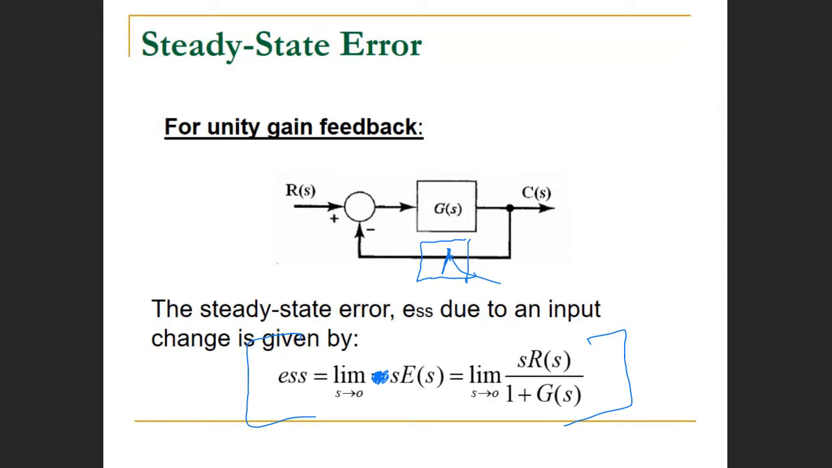Now, considering this system up here, this can be written as: steady state error is equal to the limit of S times R of S over 1 plus G of S as S approaches 0.